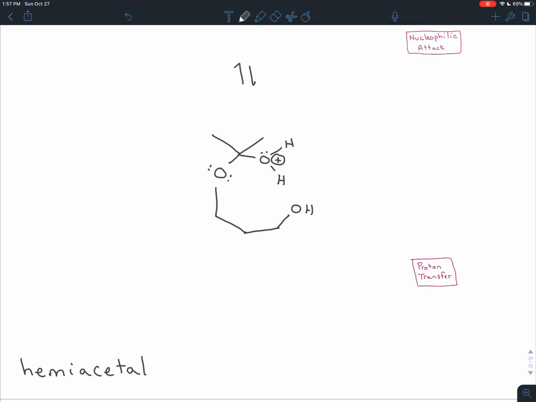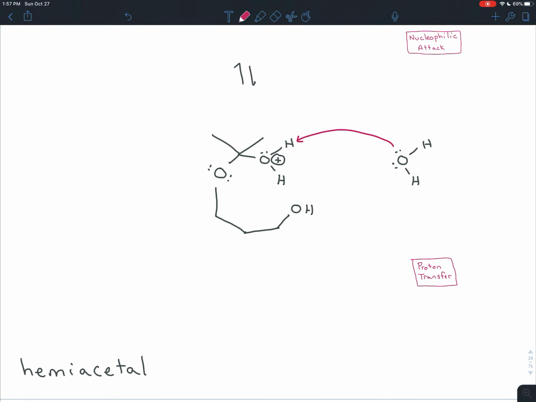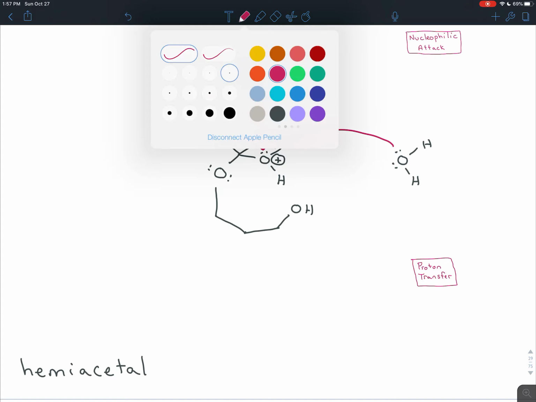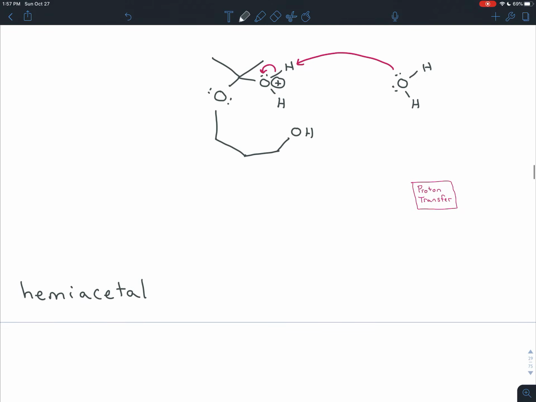All right, well, we're almost at our hemiacetal. We have this carbon here that's bonded to an ether on one side and almost an alcohol on the other. We just have to stabilize this positive charge, and we can do that by doing a proton transfer. We could take water, and the slightly negative oxygen on the water can steal the slightly positive hydrogen here and have those electrons snap back onto the oxygen. So that's our proton transfer.